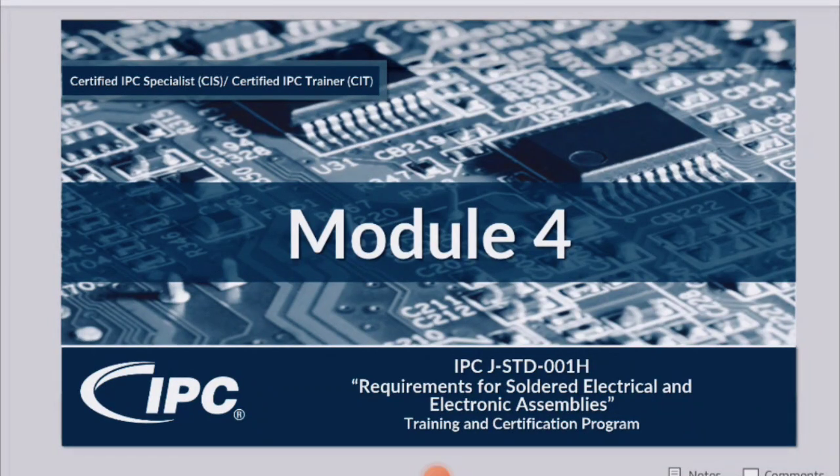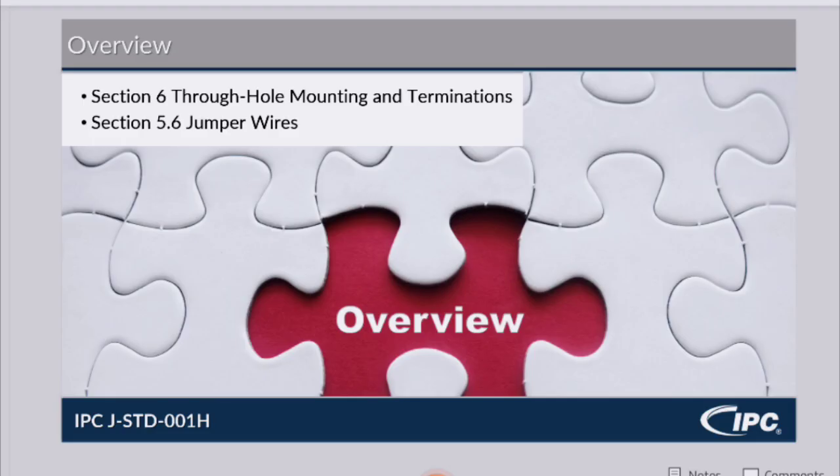Okay, so this is Module 4. It is Section 6 in the IPC J Standard PDF. There's also a PDF for Module 2 and 4 that is in Canvas. If you would like to follow along with that, it's like the last 3 or 4 pages of that PDF. If you're looking at the entire book PDF, then it is Section 6. And also section 5.6 when we're talking about jumper wires.